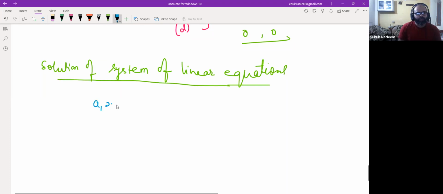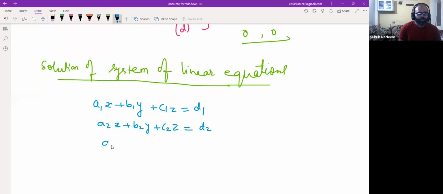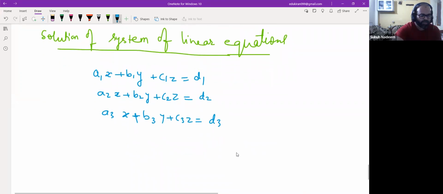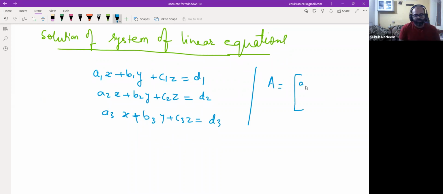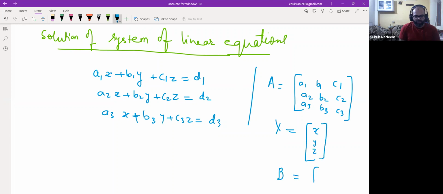If you take a system of linear equations like this, a1x plus b1y plus c1z is equal to d1, a2x plus b2y plus c2z is equal to d2, a3x plus b3y plus c3z is equal to d3, then how can we find the value of x, y, and z? We first take a matrix A, which is a1, b1, c1, a2, b2, c2, a3, b3, c3, and another matrix X, which is x, y, z, and then another matrix B, which is d1, d2, d3, and we can write this as AX is equal to B.